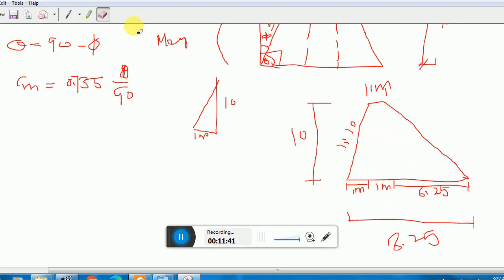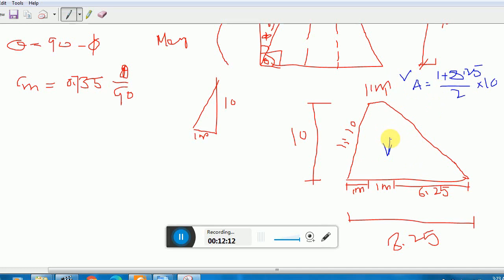As you see, this is a trapezoid. So we need to find out its area. Now the area of a trapezoid is how much? You all know. Top width, that is 1, plus bottom width, that is 8.25, divided by 2. We need to average it and multiply with height. So this formula will give you the area of the trapezoid.